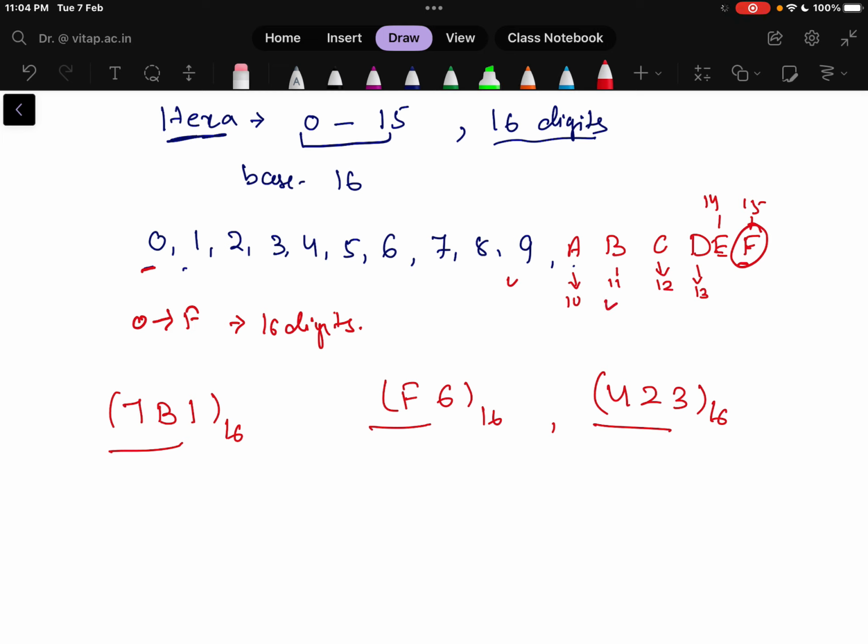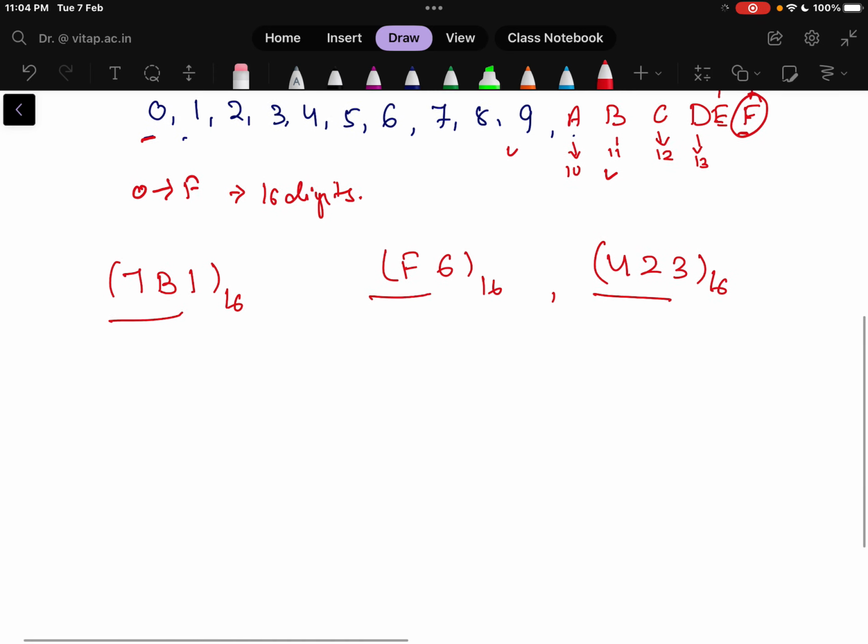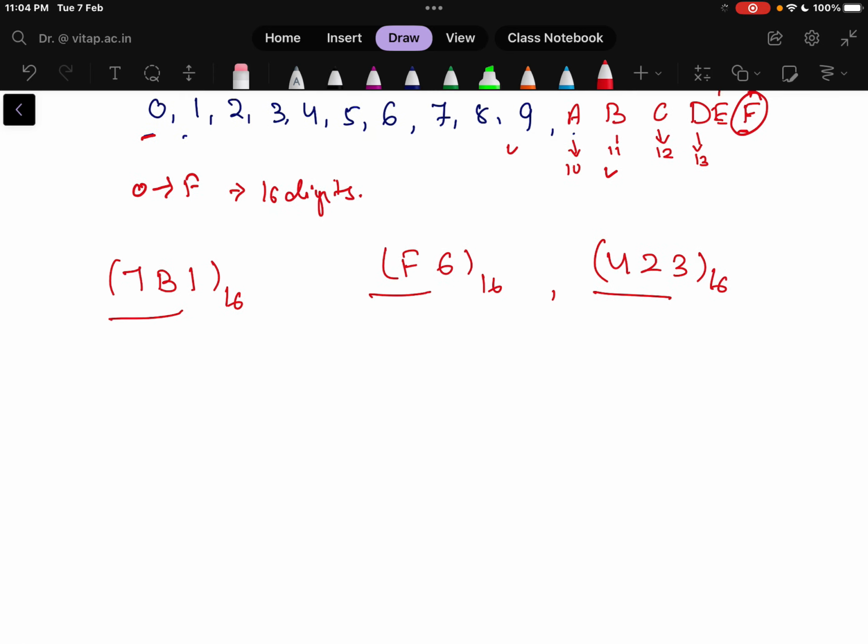The next point is how to convert hexadecimal numbers into effective decimal values. For that, first we just need to know what the value is in hexadecimal, what the value is in decimal, and what the value is in binary. These three things we need to remember. We will be discussing in the next video how the conversion will work.